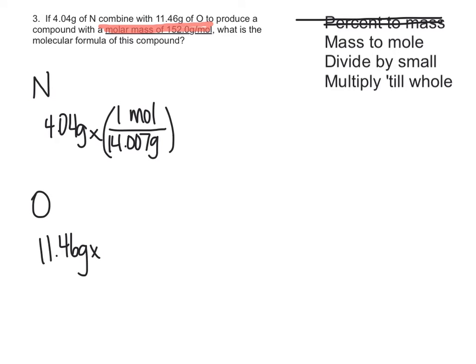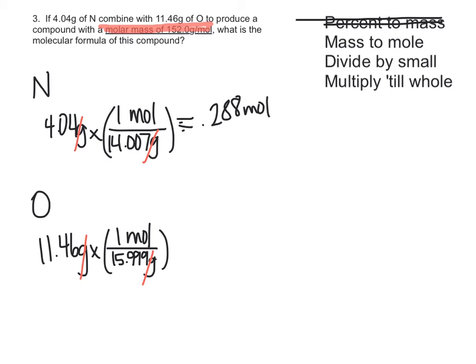And here I'm going to go again for oxygen, canceling out the grams, 15.999 grams per 1 mole. So we can see that our grams cancel, leaving us with moles, which is exactly what we want. And when I do the math here, I'm going to get 0.288 moles of nitrogen, and I'm going to get 0.716 moles of oxygen. Okay, so what I just did was step 2.